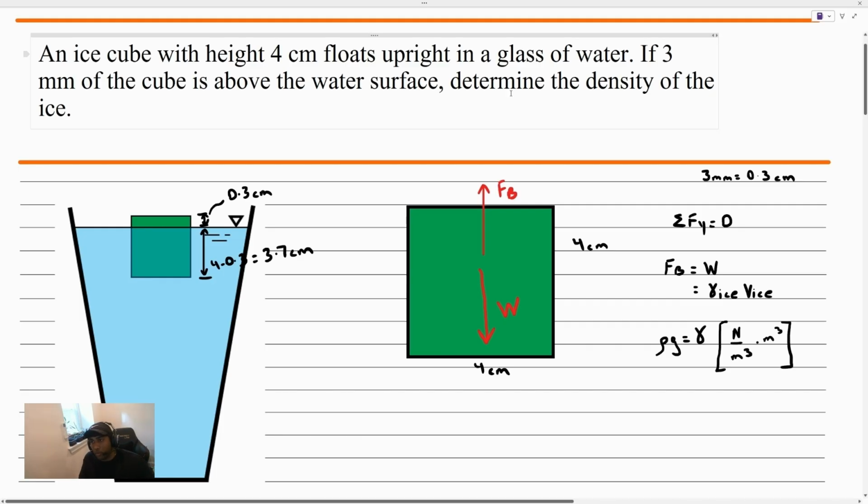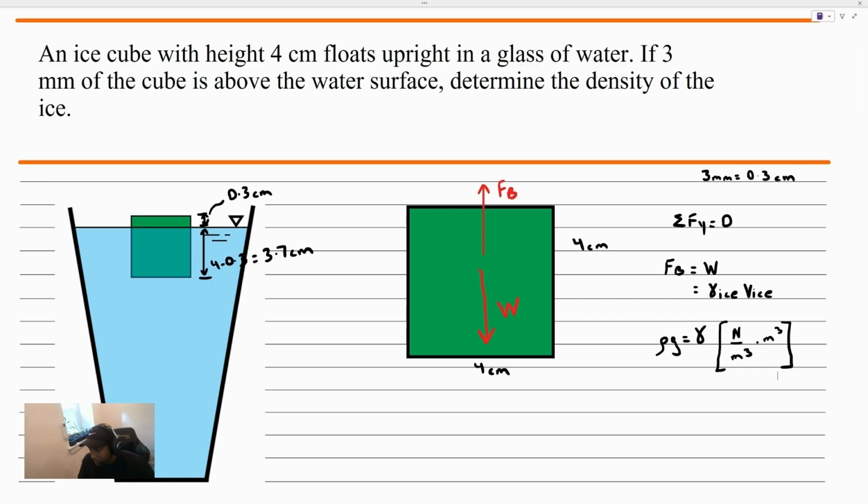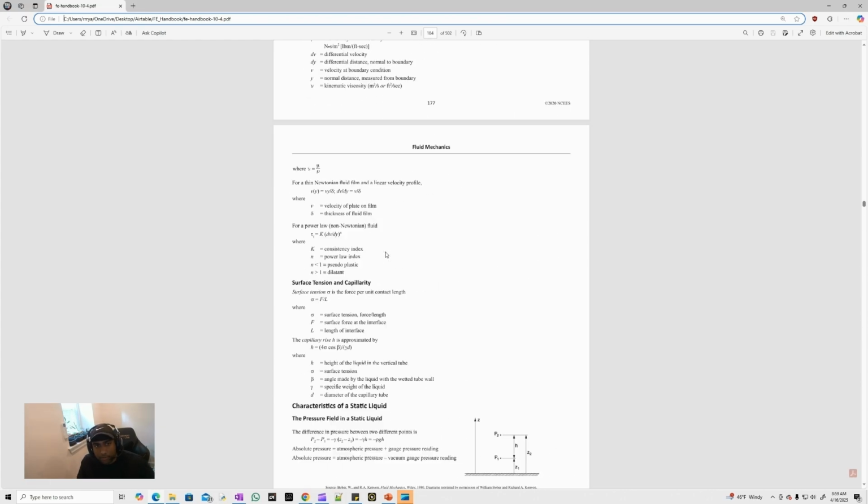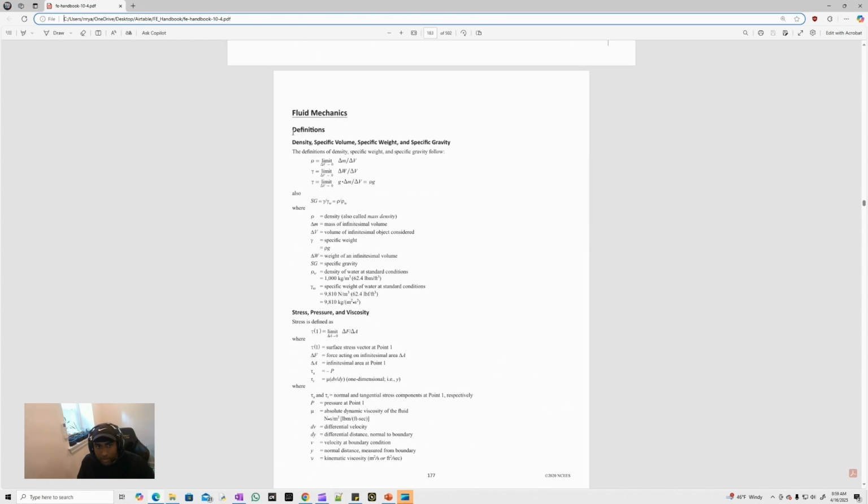Just to review what that gamma is so that it's not confusing, we could go into the fluid mechanics section, go up to the top near definitions. It'll tell you exactly what gamma is. Gamma is called the specific weight, and its units are newtons per cubic meter. It represents a weight per unit volume. So if you multiply by the volume, you'll get the weight of the object. Okay, so we understand what gamma is.